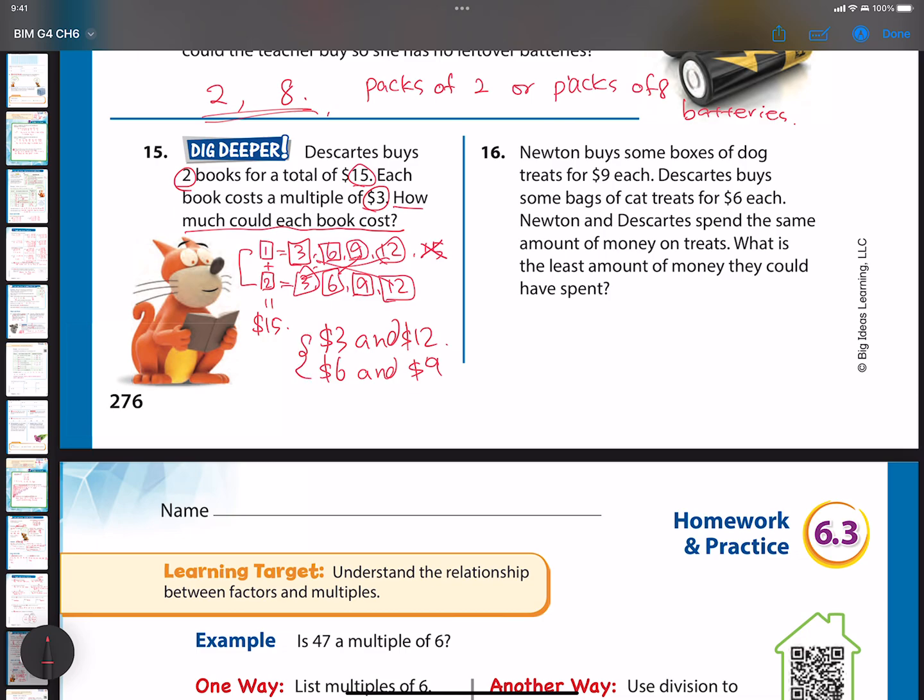Okay, Newton buys some boxes of dog treats for $9 each. Okay, some boxes. We don't know how many boxes. Okay, Descartes buys some bags of cat treats for $6 each. Okay, Newton and Descartes spend the same amount of money on treats. What is the least amount of money they could have spent?